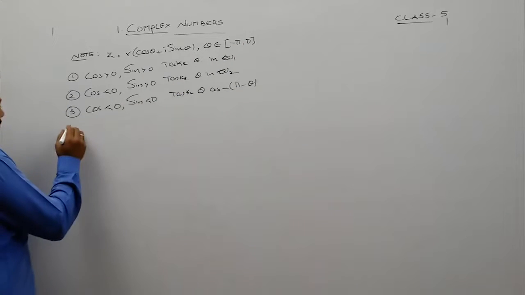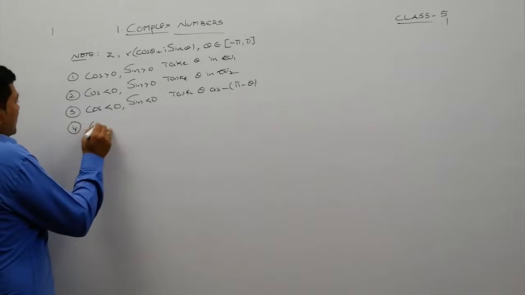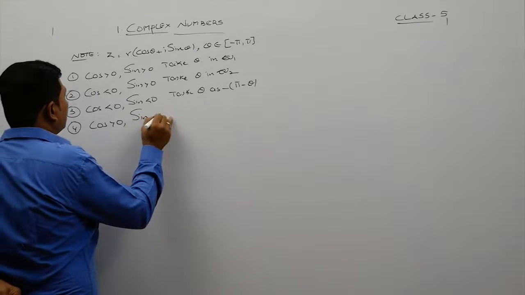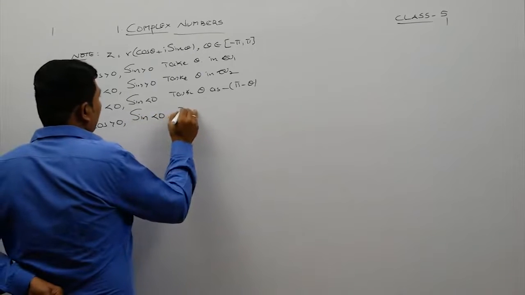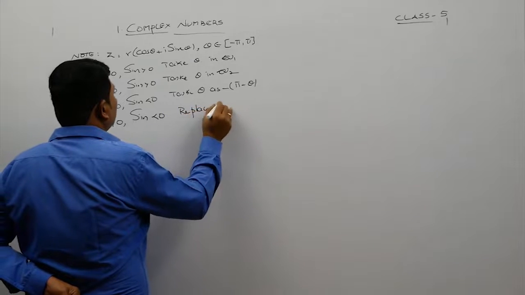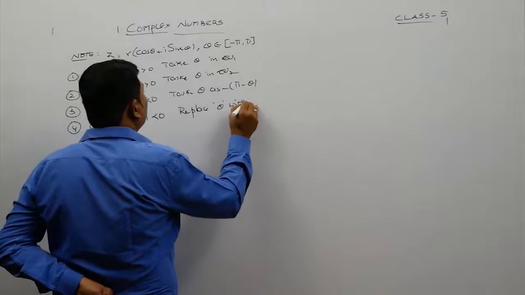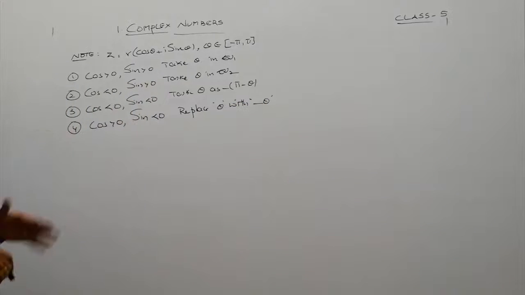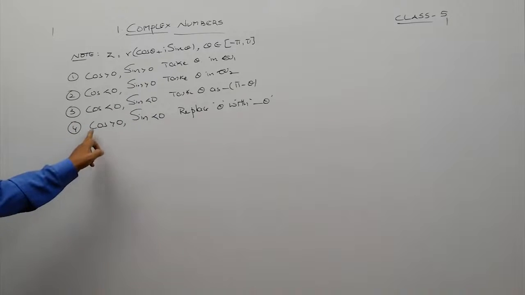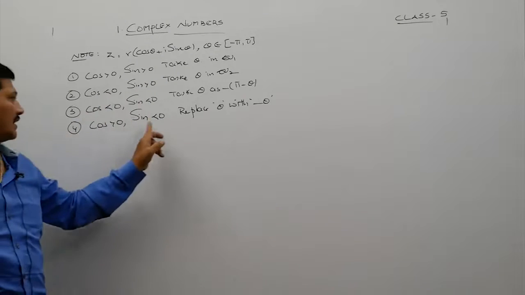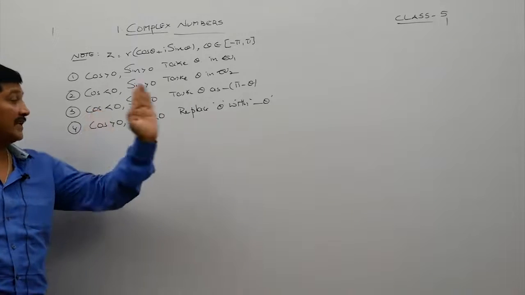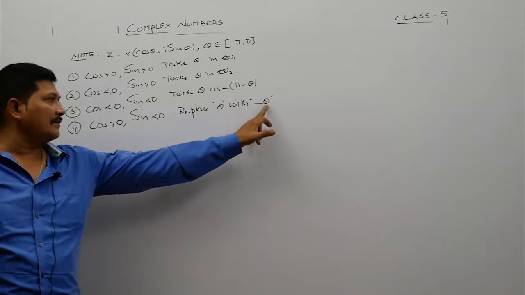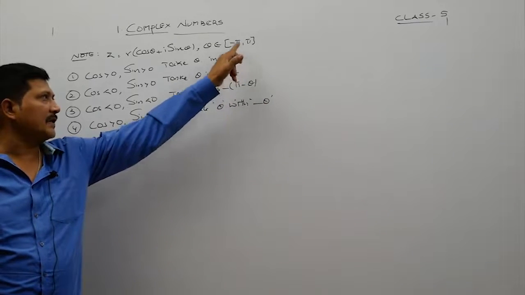And the last one, the fourth one, cos is positive and most importantly sine is negative. So replace theta with minus theta. In the place of theta you write minus theta, because cos of minus theta is cos theta, sine of minus theta is minus sine theta. So all the four conditions you got here, and clearly minus theta lies in this interval minus pi to pi.